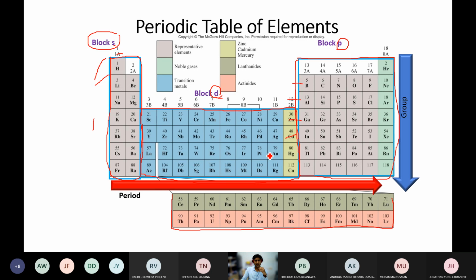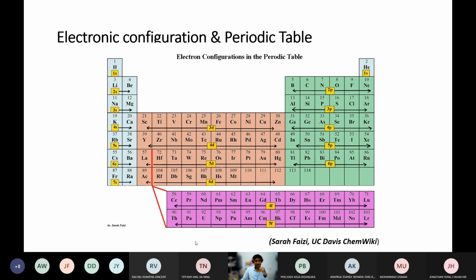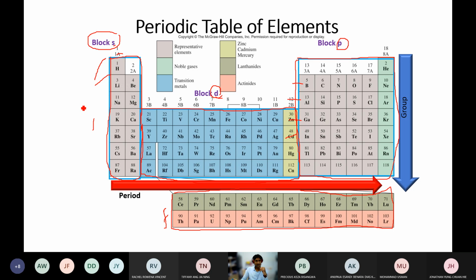There is another one here. This falls in the D block, but this is the lanthanide and actinide series, but we will not be discussing it. Sorry, this will be in the F block, okay, F block. So that will be in lanthanide and actinide, but we will not be discussing it.